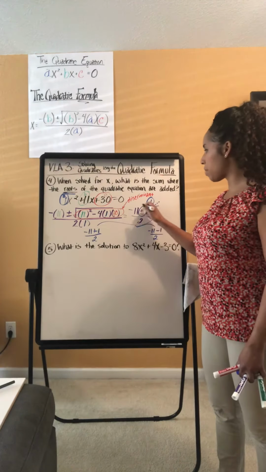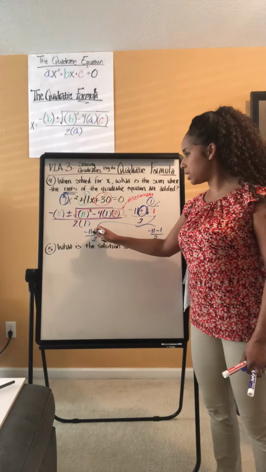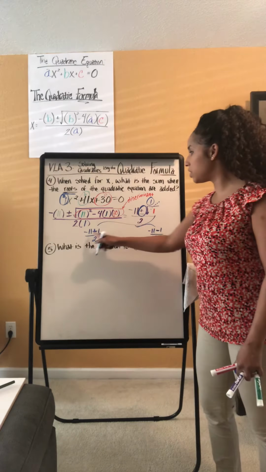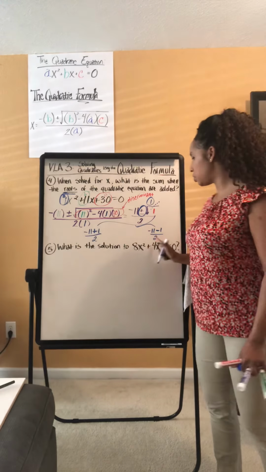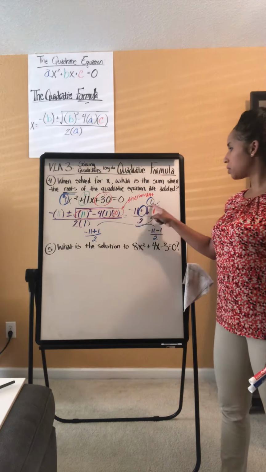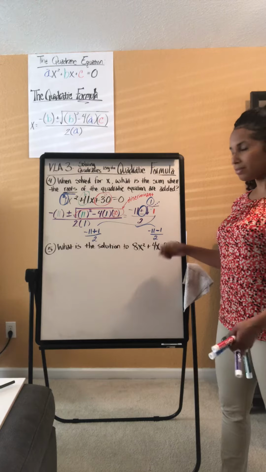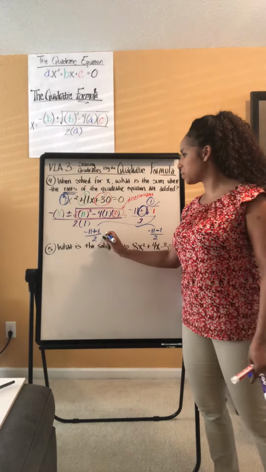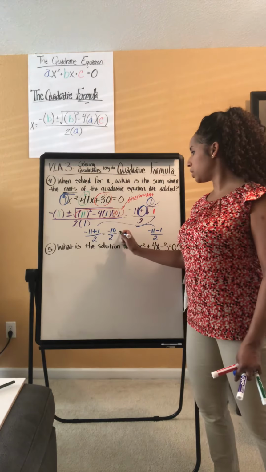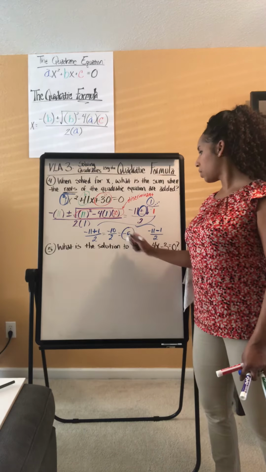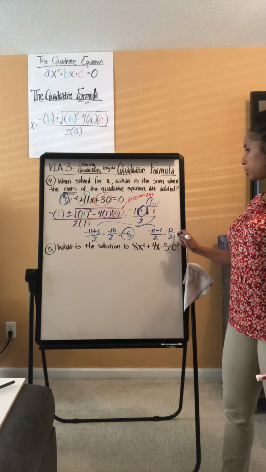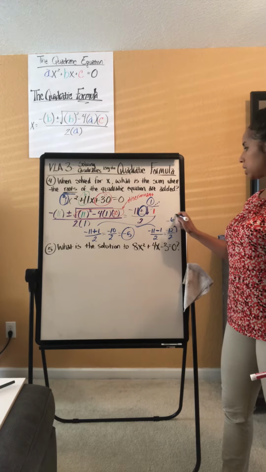Okay, so I had to handle the plus or minus separately. A plus the 1 and the minus the 1. The negative 11 didn't change. The 2 is still 2. The only thing that changes is I have a plus 1 or I have a minus 1. We're clear? Great. Okay, so negative 11 plus 1 gives me negative 10. And negative 10 over 2 is negative 5. Negative 11 minus 1 is negative 12. And negative 12 over 2 is negative 6.